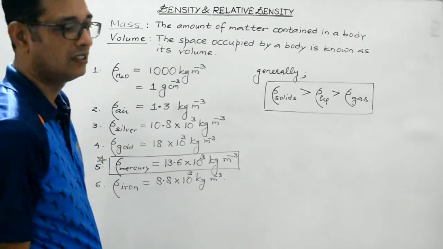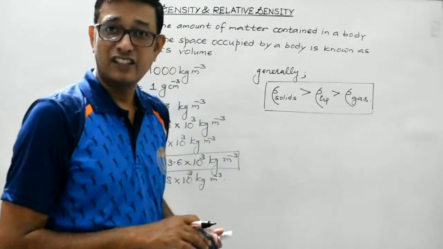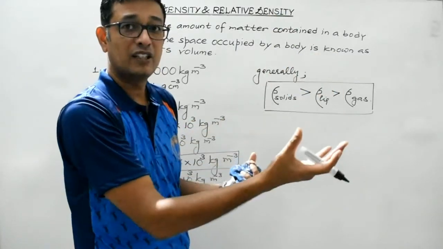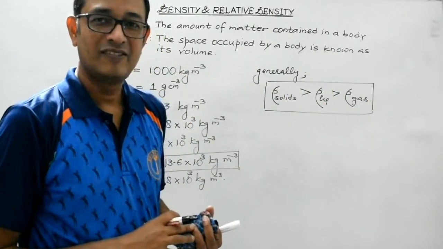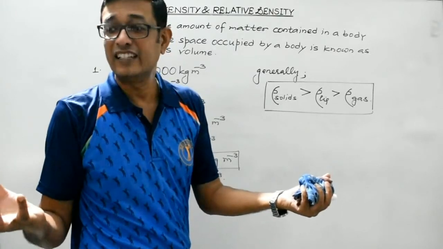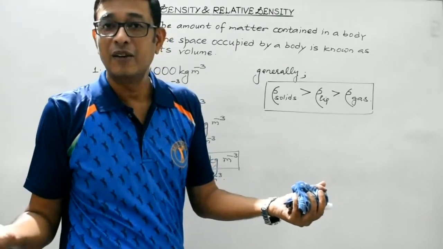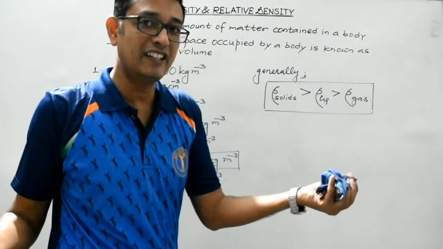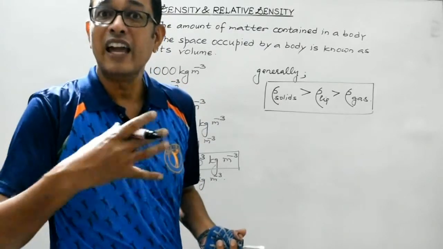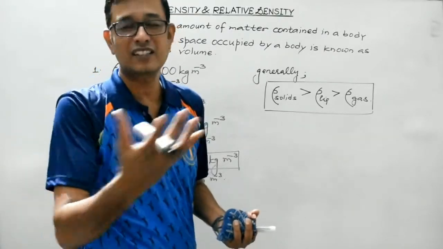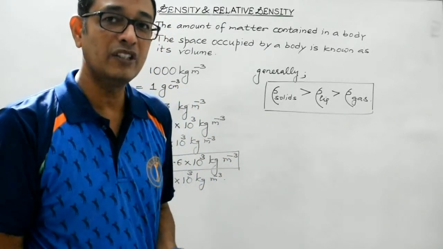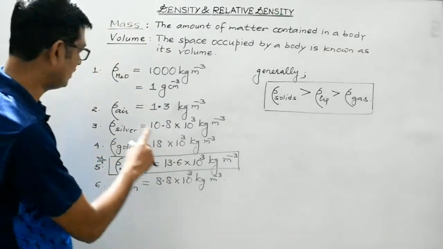So what I mean to say is that take two identical containers having the same capacity and fill one container with water and the other with mercury and hold both of them. The container containing mercury will weigh much more than the container containing water. Actually, the mercury will appear to be heavier as compared to water. Clear, students? How many times it will appear to be heavier? 13.6 times. Look at this value.